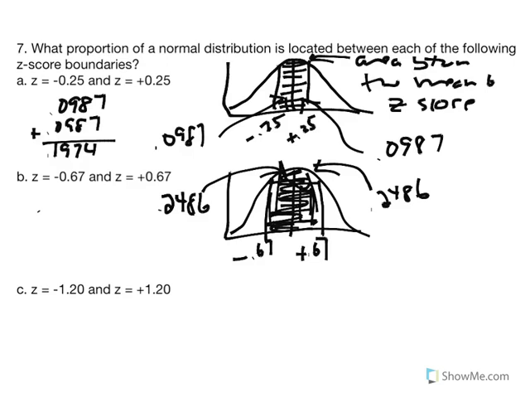So the area that spans between these two values would be calculated by taking those two proportions and adding them together. If we add them together, we get 0.4972. Okay, so the area between a negative z-score of 0.67 and a positive z-score of 0.67 is 0.4972 of the entire distribution, which again represents 49.72% of all scores falling within a negative z-score of 0.67 and a positive z-score of 0.67.